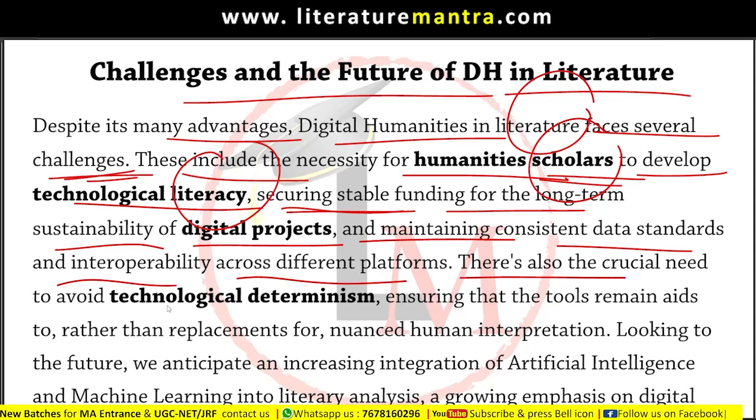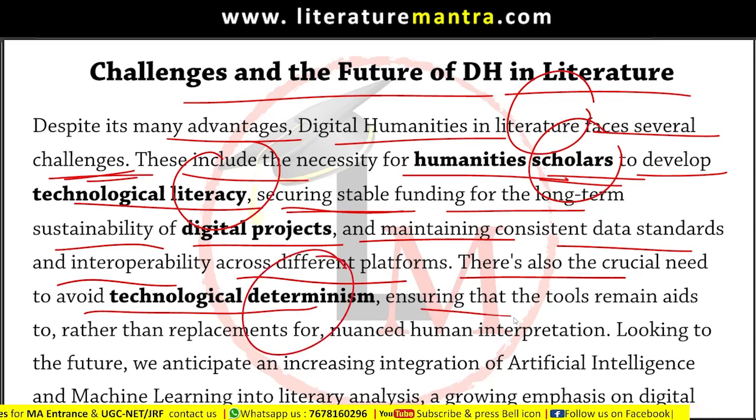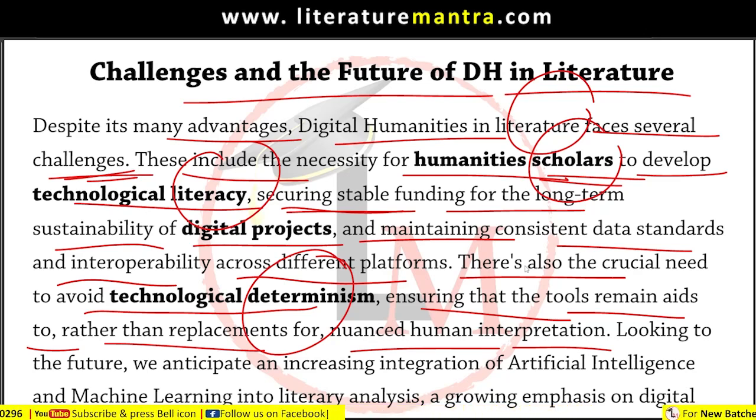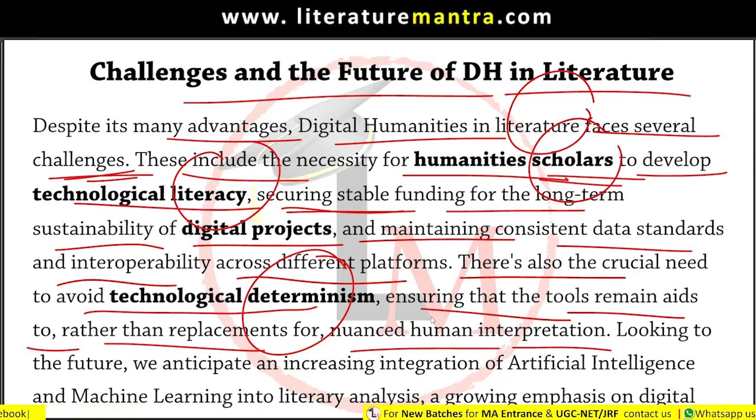There's also the crucial need to avoid technological determinism, ensuring that the tools remain aids to rather than the replacements for nuanced human interpretation. Now, we all know that machines can give at times very, very weird conclusions based on what data we feed them. Their conclusions may be biased. That is why a human being is always required to check whether this conclusion given by the machine or given by the algorithm seems logically correct or not.